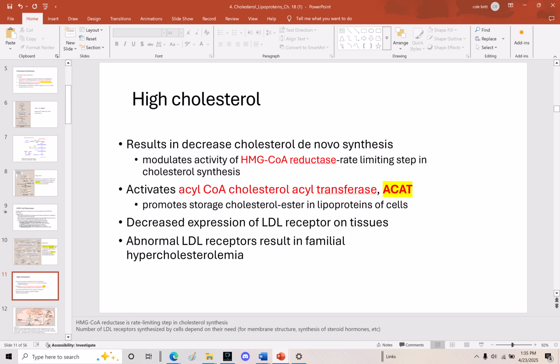And so this is the rate limiting step. If HMG-CoA reductase is turned off, you're not going to make cholesterol. If it's turned on, you will make cholesterol. So this is the determining enzyme. It's why it's called the rate limiting step. If it's turned on, you'll make cholesterol. If it's turned off, you won't make cholesterol.